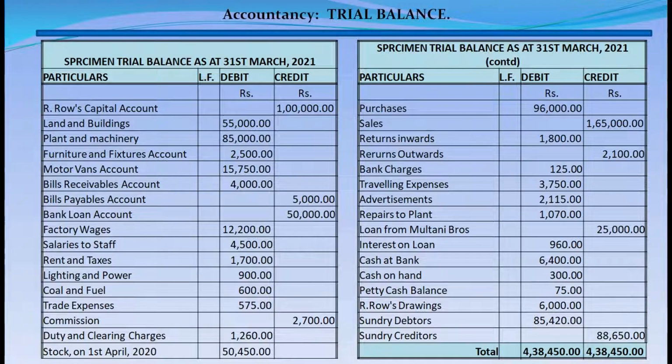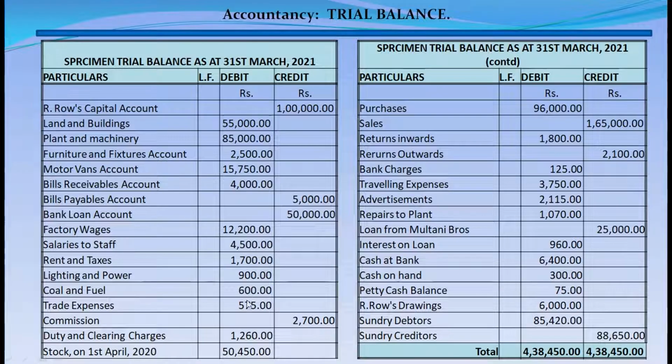Specimen trial balance as at 31st March 2021. It will have a particulars column, ledger folio column, debit column, credit column. All the balances of accounts are listed here. Rows: capital account is showing credit balance, land and buildings 55,000 debit balance, plant and machinery 85,000 debit balance, furniture and fixtures 2,500 debit balance, motor van 15,750 debit balance, bills receivable account 4,000 debit balance, bills payable account 5,000 credit balance, bank loan account 50,000 credit balance, factory wages 12,200, salaries to staff 4,500 debit balance.